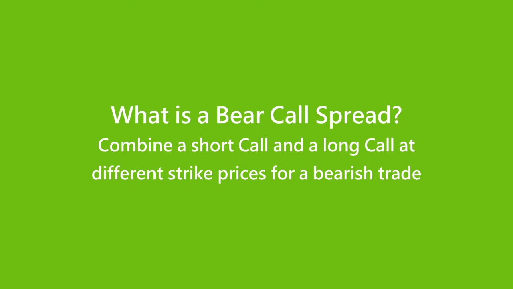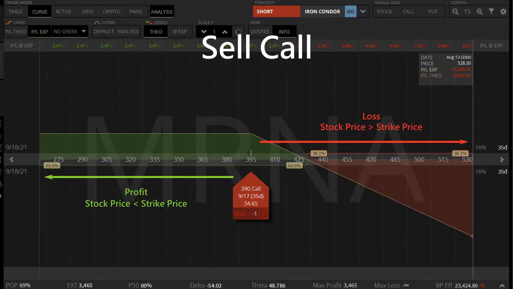A bear call spread works by combining a short call and a long call at different strike prices that expire at the same time. The call spread is profitable if the underlying price goes down before expiration. Let's review the profit analysis of selling and buying call options.